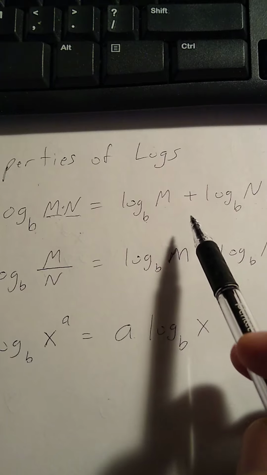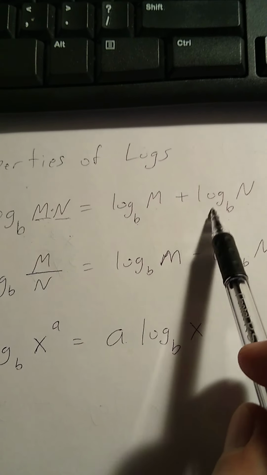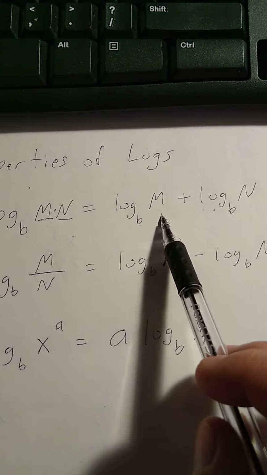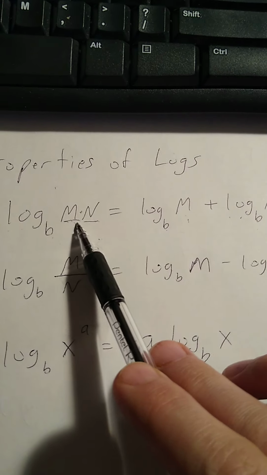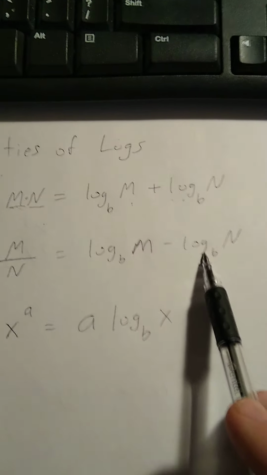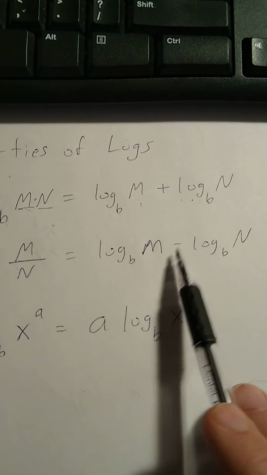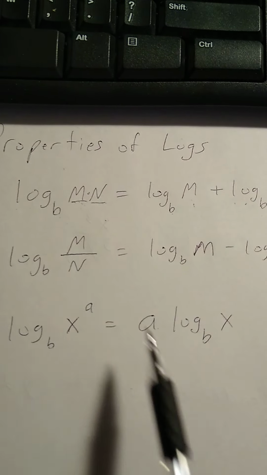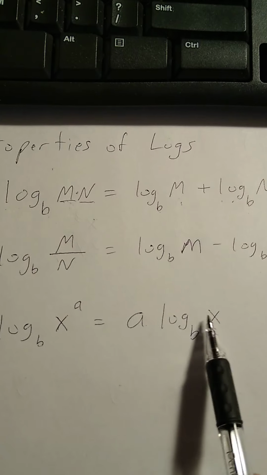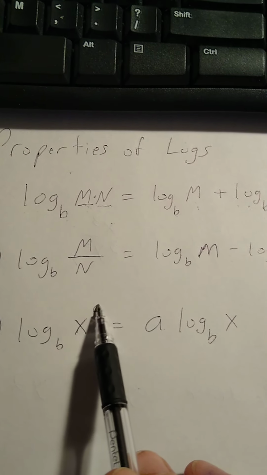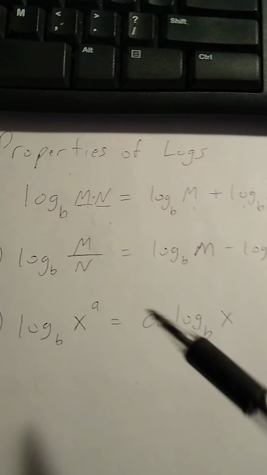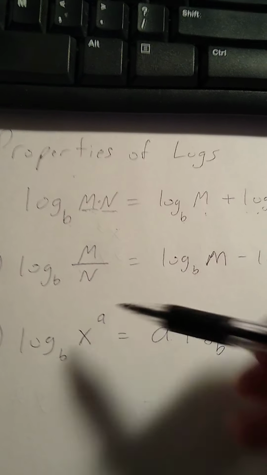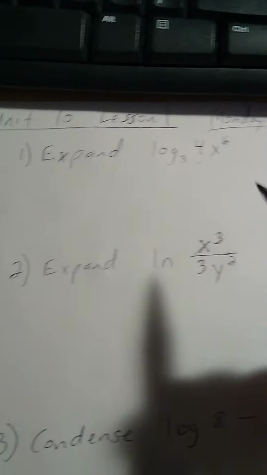This can also be used the other direction, that if I'm adding 2 logarithms of the same base, I can condense them into 1 logarithm being multiplied. If 2 logs are being subtracted, I can condense them into 1 logarithm where the elements are divided. And if I have a coefficient, I can bring that coefficient up front, up top, to become an exponent of x. So we're going to do 4 examples.